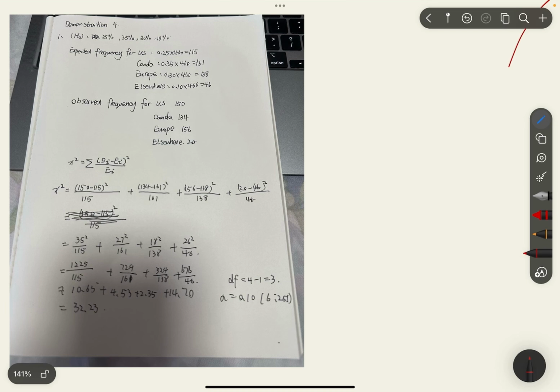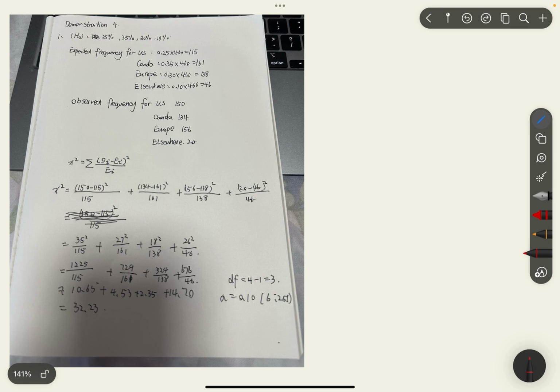Today I will solve the demonstrations. This is the first question. To conduct the hypothesis test for this problem, I think first we need to state the hypothesis.